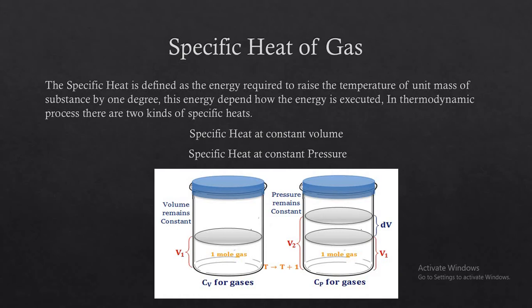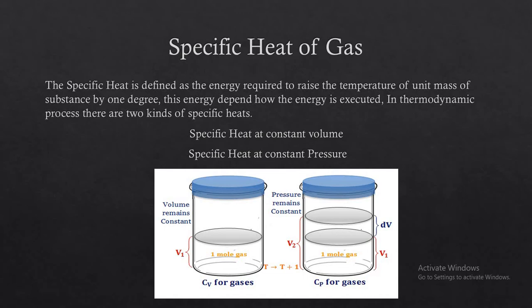In this figure, we can see two jars, each having 1 mole of gas. One of them is at constant pressure, the other one is at constant volume. Whenever heat is supplied at constant pressure, the volume of the system may change. It means the volume of the system will change, and definitely it will change.